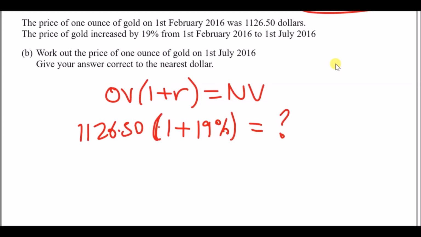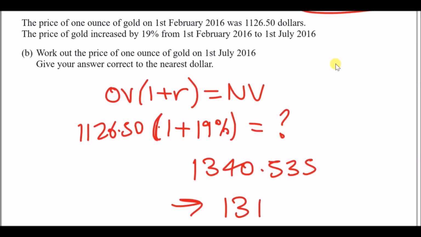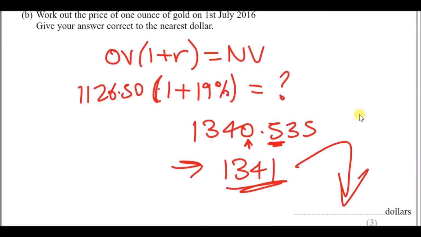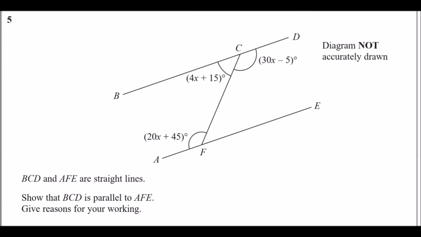So let's put it down. 1126.50 times 1 plus 19, and remember to use the percentage button for 19. And you should get 1,340 point, and round it to the nearest dollar. Let's just copy the whole thing down. Round it to the nearest dollar, you get $1,341 because you have 0.5, and that boosts it up. That's it, and that goes right here. Not bad.